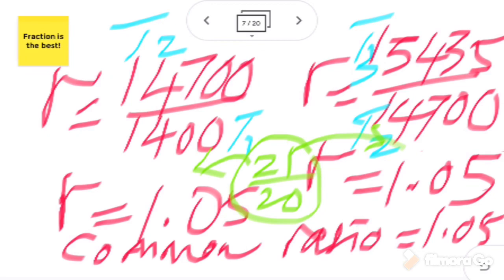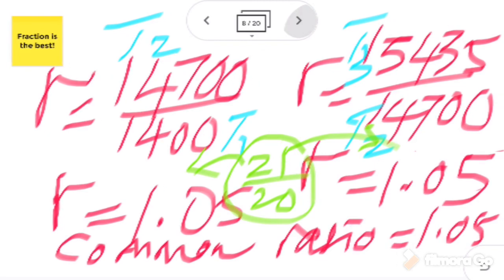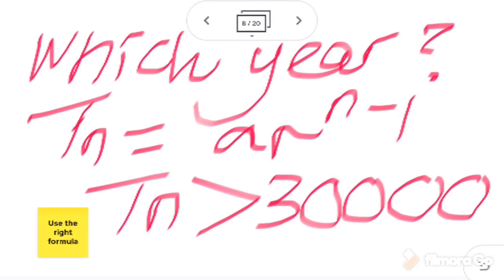After you substitute into the formula, you have to simplify carefully. Your A is 14,000, so you substitute A as 14,000 carefully. Your common ratio, as you got just now, is 1.05, so you also substitute. That means you will write 14,000 times 1.05 to the power of n minus 1, more than 30,000.